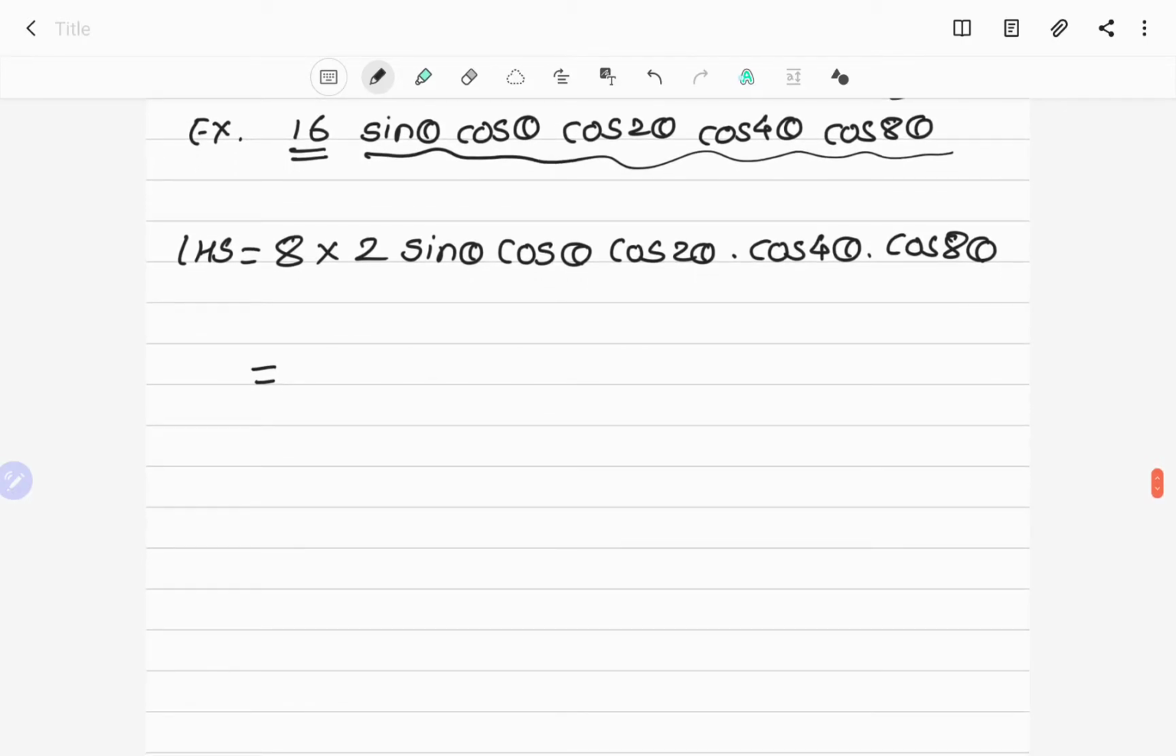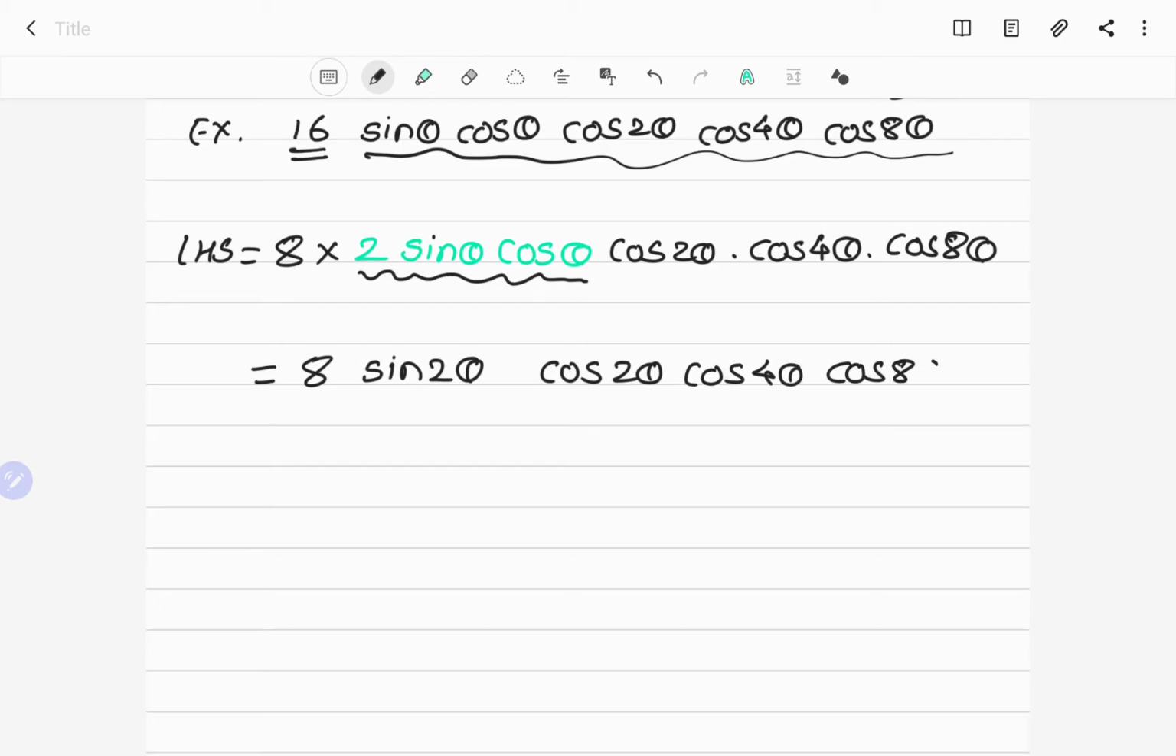So if you observe this structure, 2 sine theta cos theta. So friends, actually this is a formula for sine 2 theta. Am I correct? So this entire 2 sine theta cos theta, you can replace it as sine of 2 theta. The rest of the things as it is. So this entire thing I am keeping as it is. The rest of the thing is cos 2 theta, cos 4 theta, and cos 8 theta.